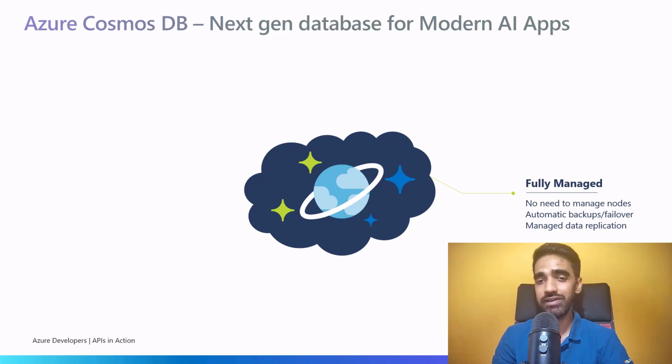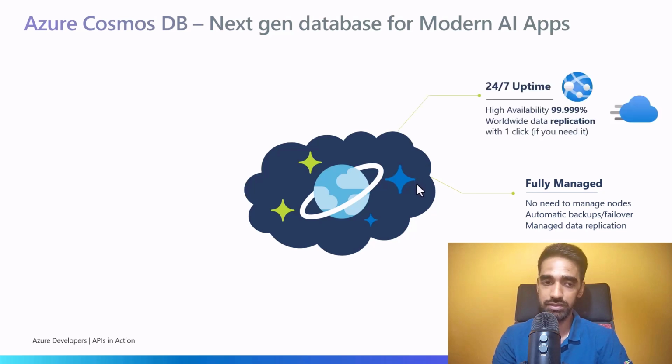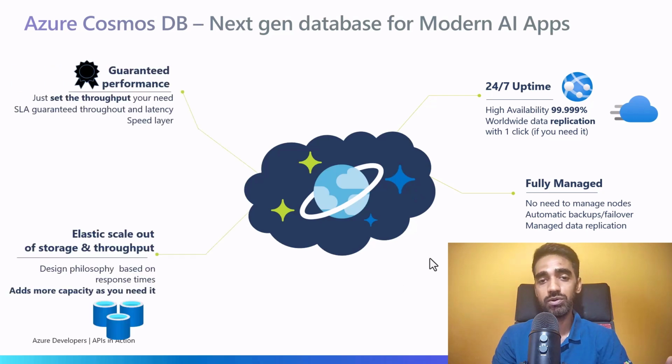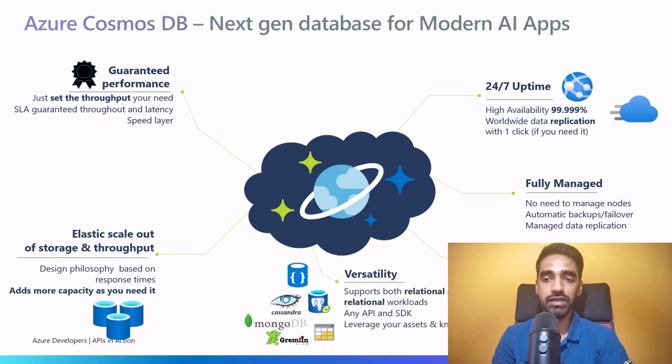We are providing five nines of SLA with the capability to replicate your data with a single click. Azure Cosmos DB's currency is request units, as you might know, or what we call throughput. Developers can set the throughput as they require to get the benefit of guaranteed latency. Azure Cosmos DB supports multiple data models, including documents, key-value, graph, and column family.